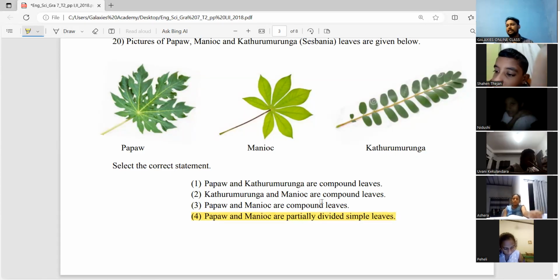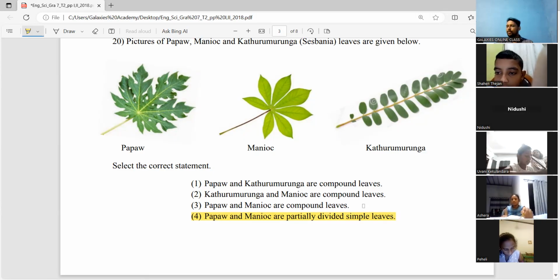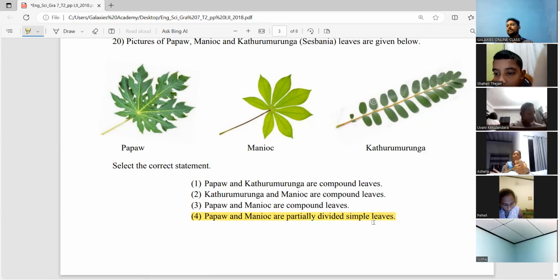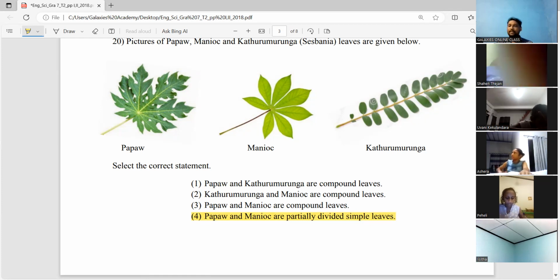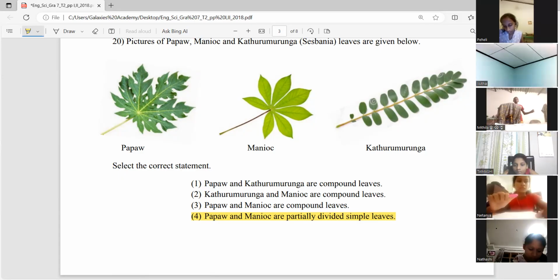Okay, remember those meanings. Simple leaves mean the leaf blade is not divided or partially divided into the segments. Compound leaves mean the leaf blade is completely divided into the segments. Okay. They are the answers for the first 20 questions. Are all your answers correct or not?